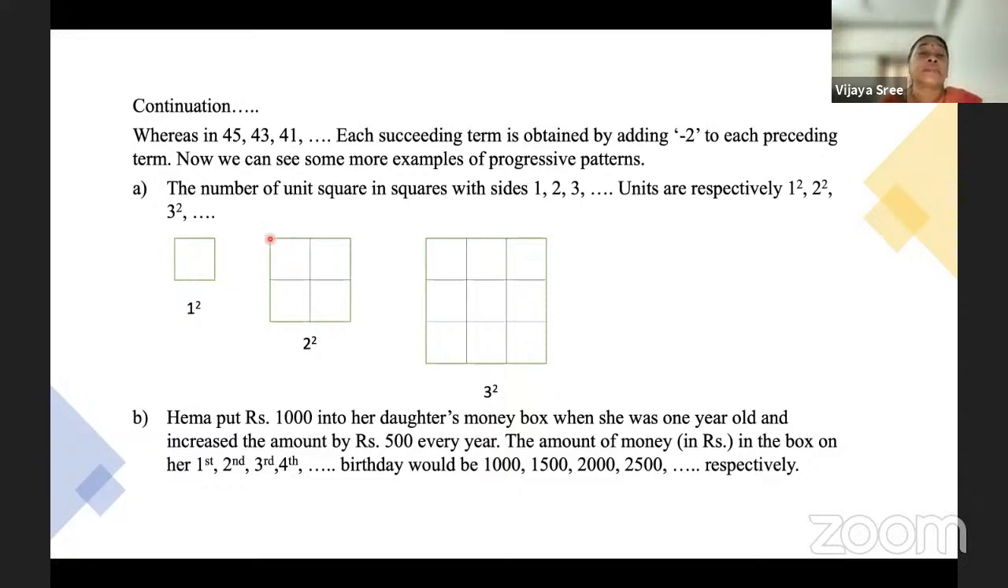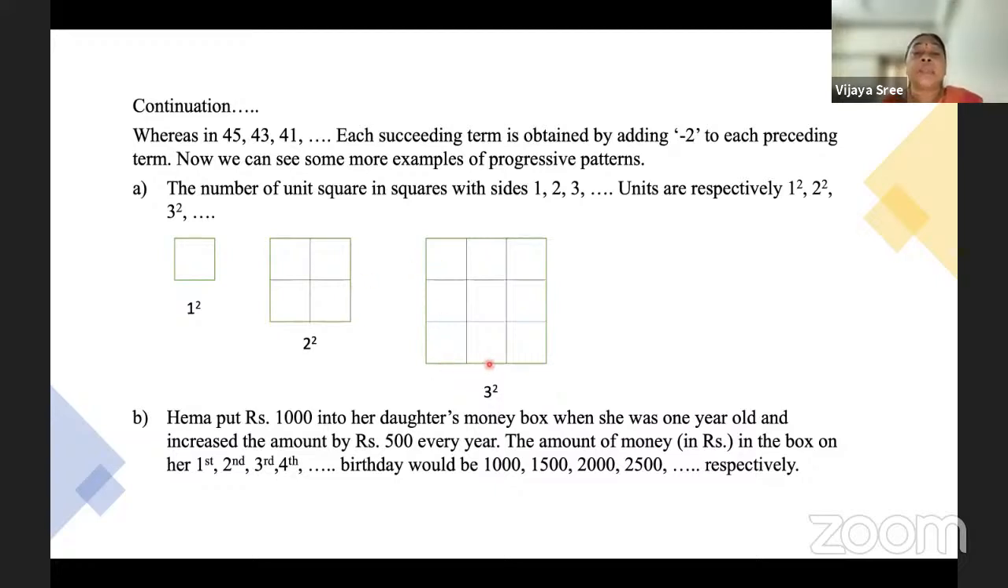Okay, next. This is the two unit square. This is one unit and this is the second one. So 1 plus 1 is 2. This side is 2 units, this side is 2 units, this side is 2 units. This is the 2 unit square. Okay, next.